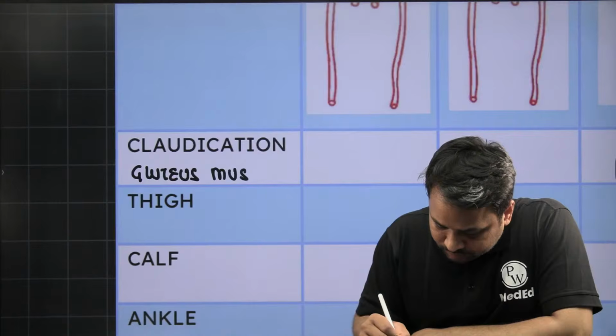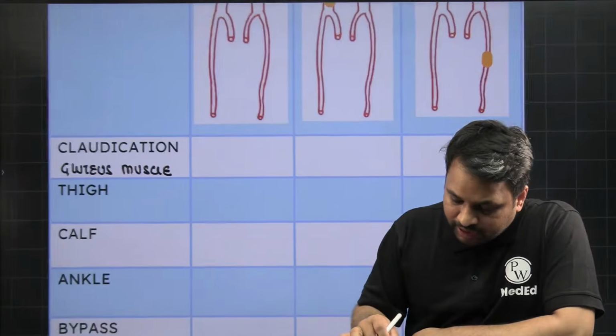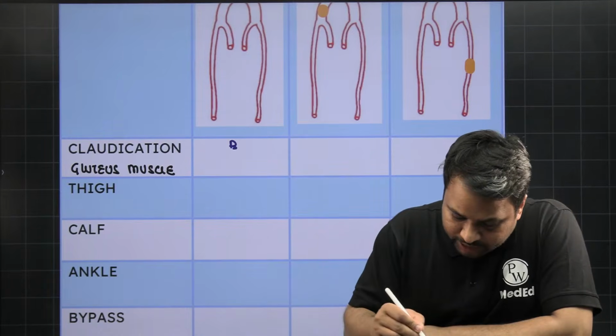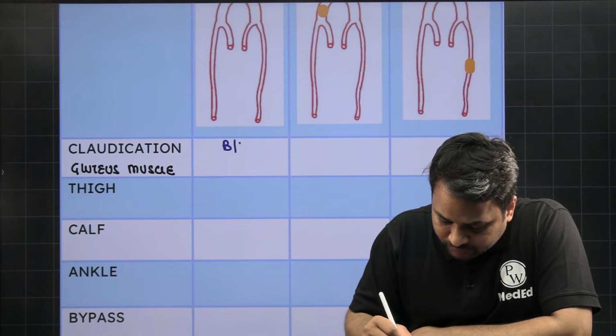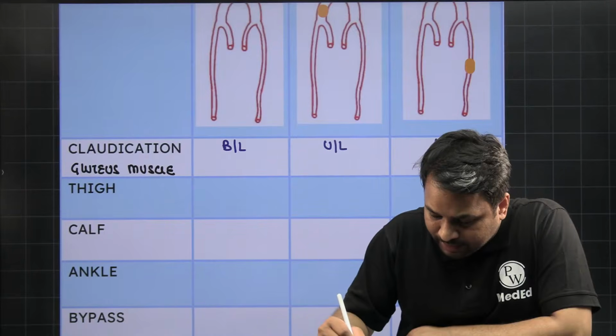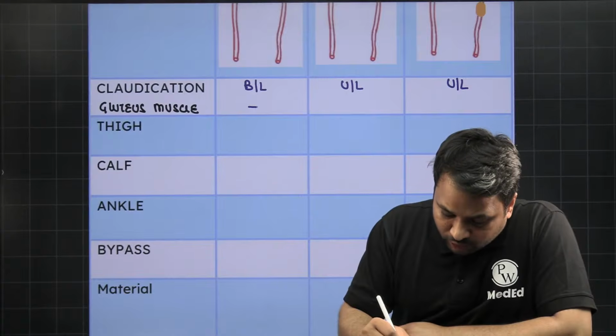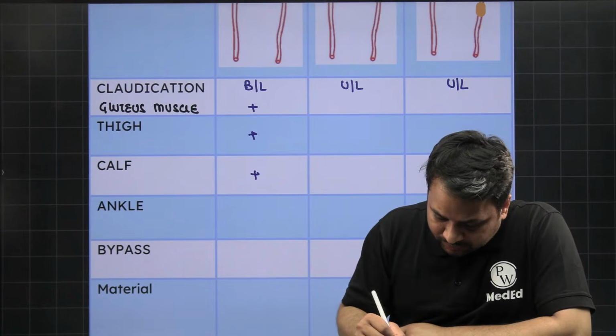In an aorto-iliac occlusion, there will be bilateral intermittent claudication. The other two are going to have unilateral. The minute you see bilateral intermittent claudication, I know it is iliac occlusion. Here there will be involvement of gluteus, thigh, calf and ankle.